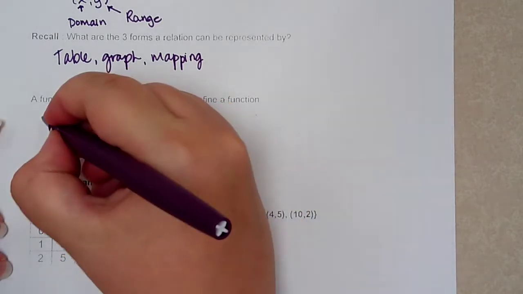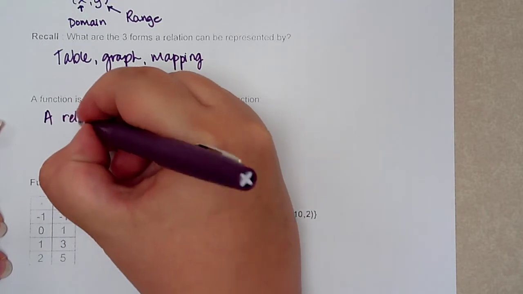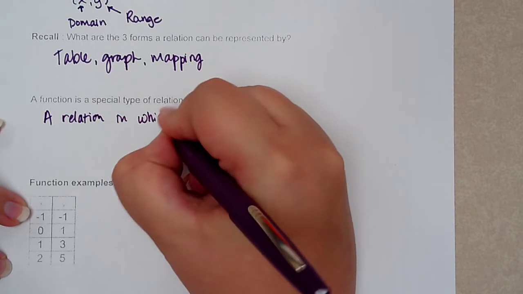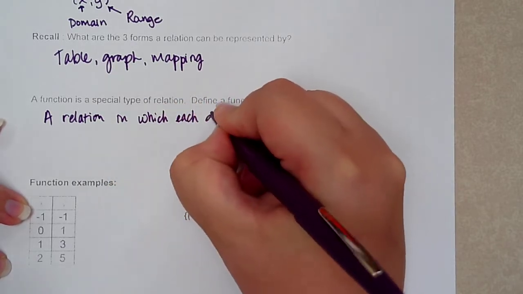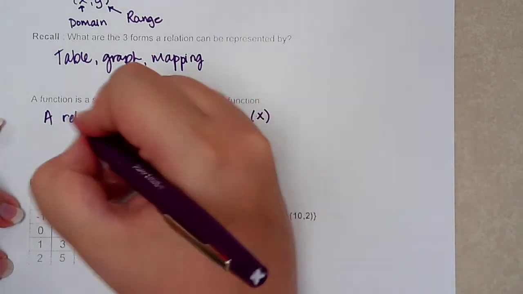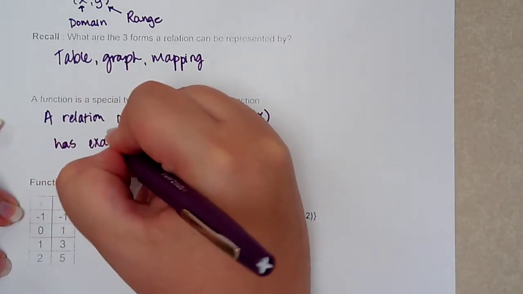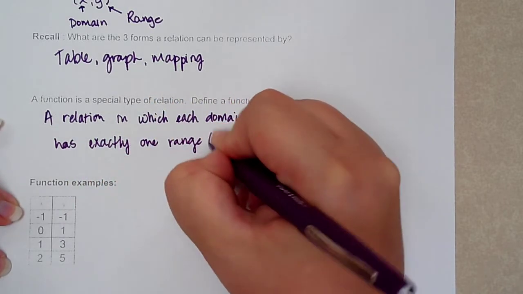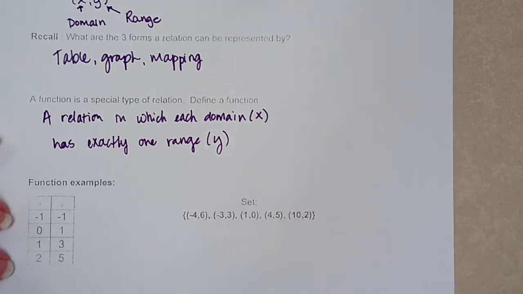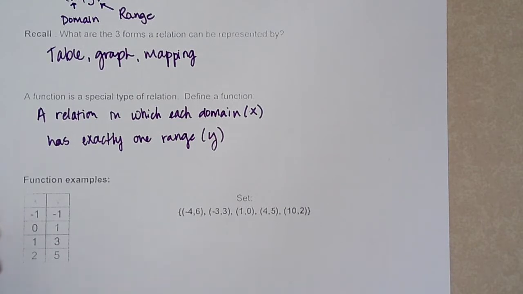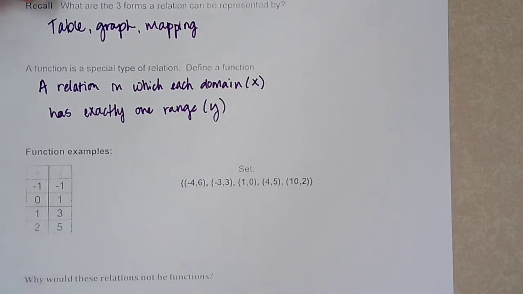Defining a function: a function is a relation, and this is where it's special, in which each domain or x coordinate has exactly one range or one y coordinate, meaning every single x value has a unique y. We do not see any repeating x's that go to different y's. So let's look at some examples here.